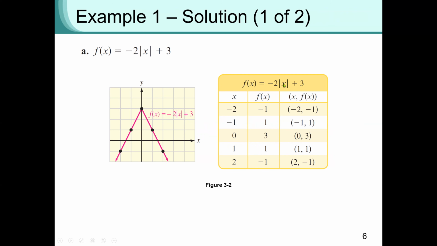So we plot -2 here. Remember, this is an absolute value. So -2 will give me +2. 2 times -2 will give me -4 plus 3. That's why we have -1.